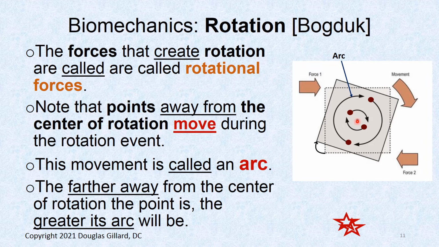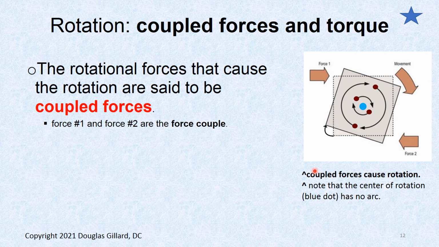Okay, forces that create the rotation are called rotational forces. So force 1 and force 2 are called rotational forces. Note that the points further away from the center of rotation have a greater arc. That movement is much greater. So the farther you are from the center of rotation, the greater your arc. All right. Then you can say that force 1 and force 2 helped create the rotation. Those forces are said to be coupled. Those are called coupled forces.